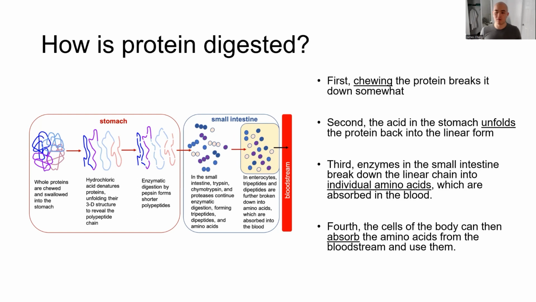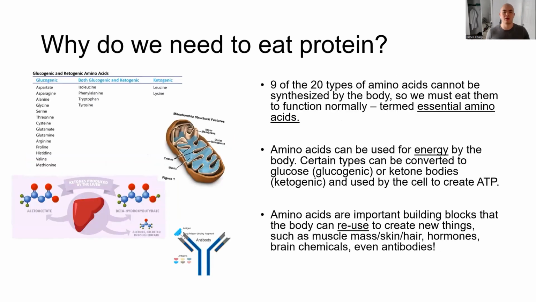This linear form then travels to the small intestine, where more enzymes break down that linear chain of amino acids into individual amino acids. And these individual amino acids can then be absorbed into the blood. After they're absorbed in the blood, they're basically free to move about through the body. The cells of the body can then take the amino acids found in the blood, absorb them and use them. So that's basically how protein gets from our plate to our bloodstream and ultimately our cells.